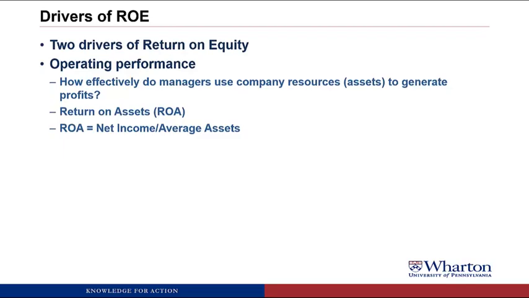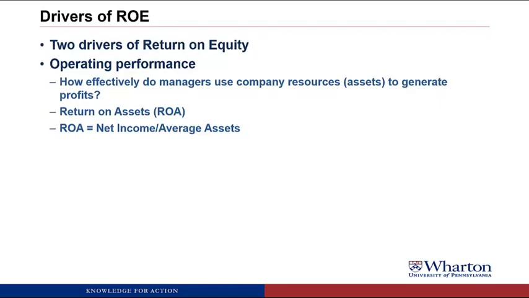Now we're going to divide ROE into two drivers to figure out whether a company is getting high or low ROE due to operating performance or due to leverage. So the first driver of ROE is operating performance, which answers the question of how effectively do managers use the company's resources, in other words, their assets, to generate profits. The ratio that we look at here is return on assets, or ROA. ROA is defined as net income divided by average assets.